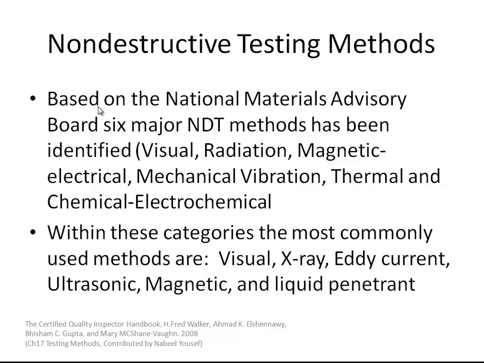electrochemical. Within these categories, the most commonly used methods are the visual, the X-ray as an example of radiation, the eddy current as an example of the magnetic electrical, the ultrasonic as an example of mechanical vibration, the magnetic again as an example of magnetic electrical, and liquid penetrant as a sort of chemical, which can be called chemical testing.